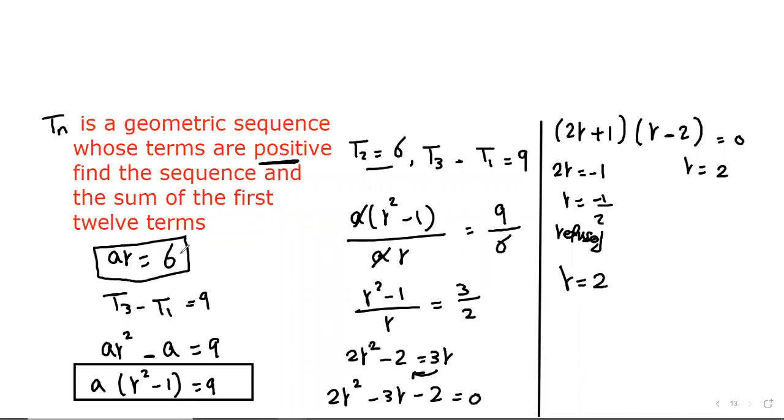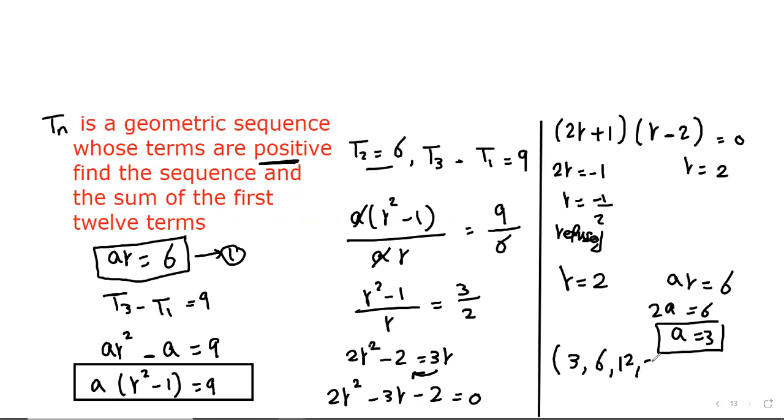Then R equals 2. How can we get A? Substitute in equation 1, AR equals 6, and R is 2. So A multiplied by 2 equals 6, 2A equals 6, divided by 2. So A equals 3. How can we get the sequence? Because we have A and R, the sequence is going to be 3 multiplied by 2, 6 multiplied by 2, 12 multiplied by 2, 24, and so on. That's the sequence.